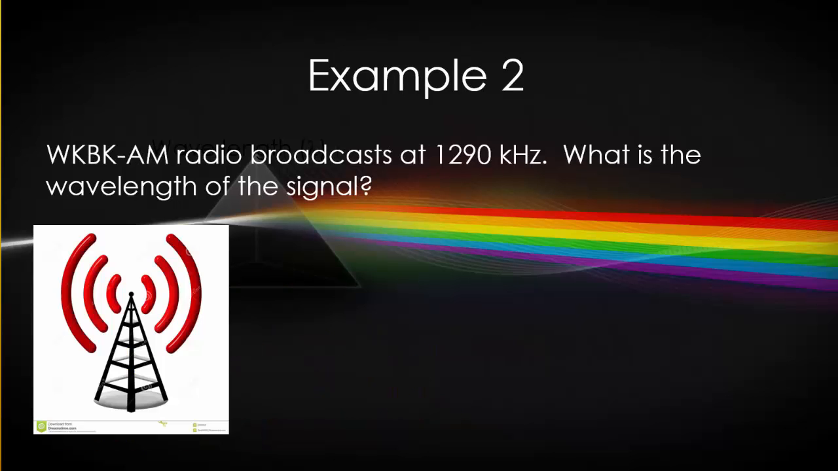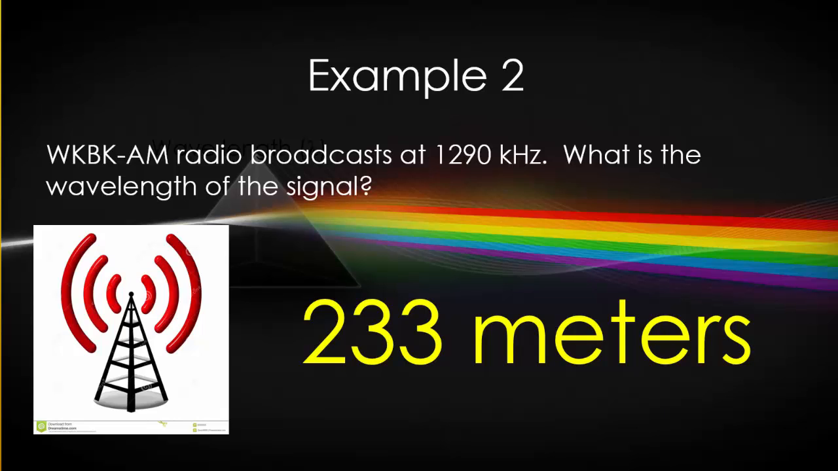Example 2. One of the local radio stations, WKBK AM radio, broadcasts at 1290 kilohertz. What's the wavelength of the signal? And note that this is in kilohertz, but you really want the frequency in hertz. That's a hint. Go. The answer is 233 meters.